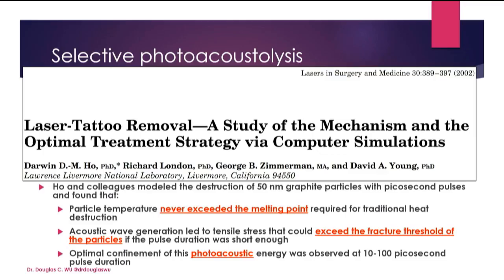Instead, basically a pressure wave was generated because the pulse durations were so short, and this pressure exceeded the fracture threshold of the particle, so it basically destroyed it mechanically. It broke it into small pieces. And the optimal confinement of that photoacoustic energy for these 50 nanometer graphite particles was very, very short, 10 to 100 picosecond pulse duration. To this day, we still don't have commercially available lasers in dermatology at that pulse duration.